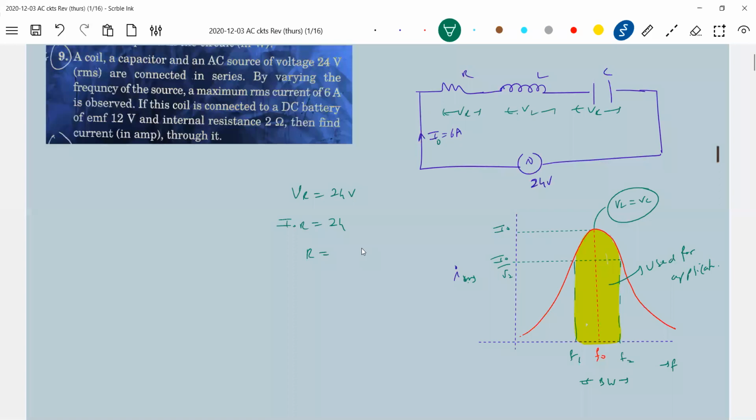No, R is equal to, I naught we know is 6, so R equals 4 ohm. This coil now, by varying the frequency of the source, a maximum current of 6 ampere is observed. I think this is a coil. What do you mean by coil here? Everything is a coil.